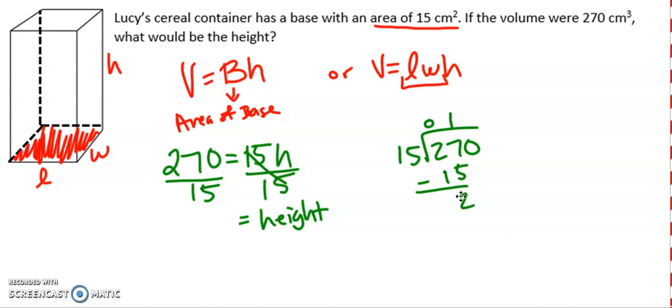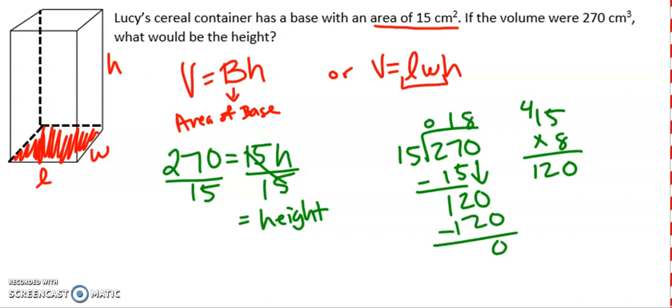7 minus 5 gets me 2. 2 minus 1 gets me 1. Bring down the 0. 15 goes into 120. If I think about it, I could try 6, or let's try 8. Let's go a little bit more than that. 5 times 8 gets me 40. 8 plus 4 gets me 12. And we are good to go. So it goes in a perfect 18 times.